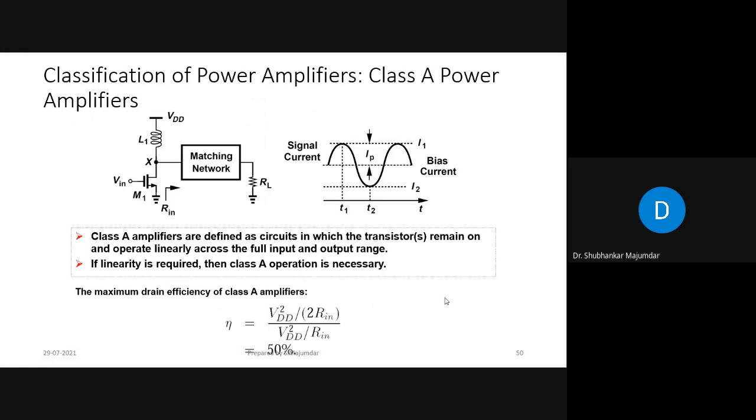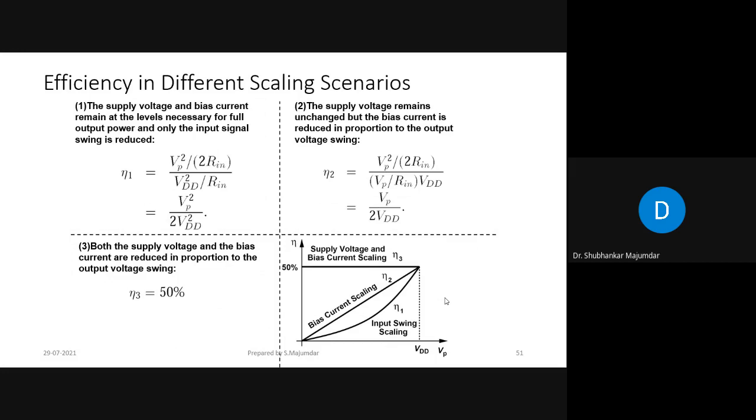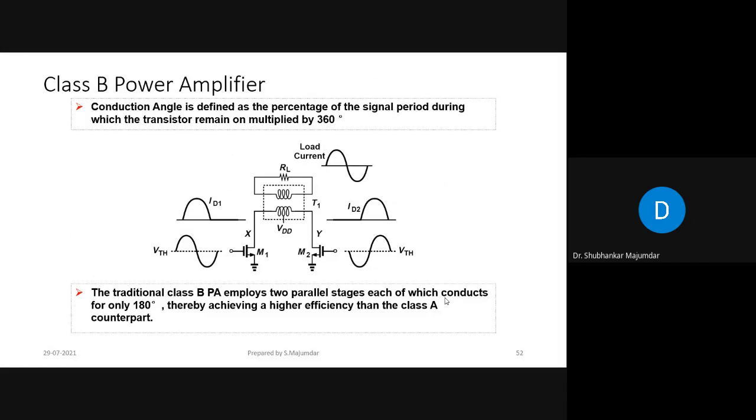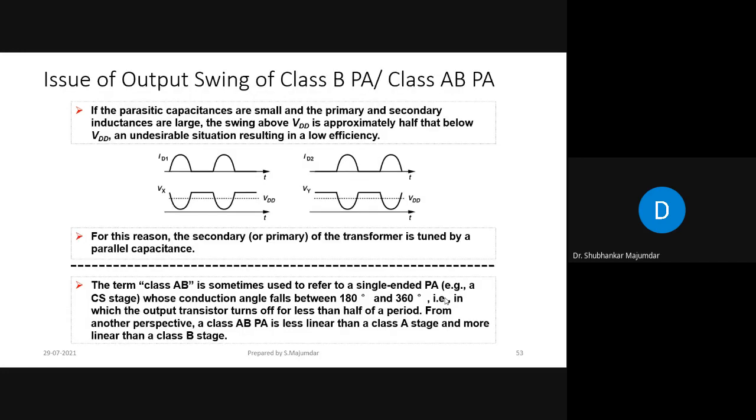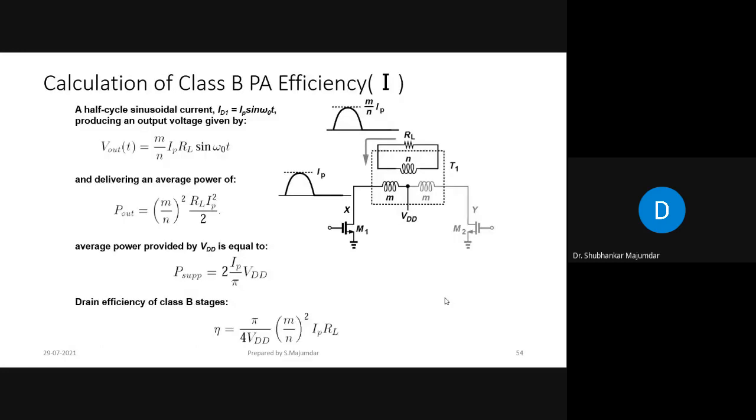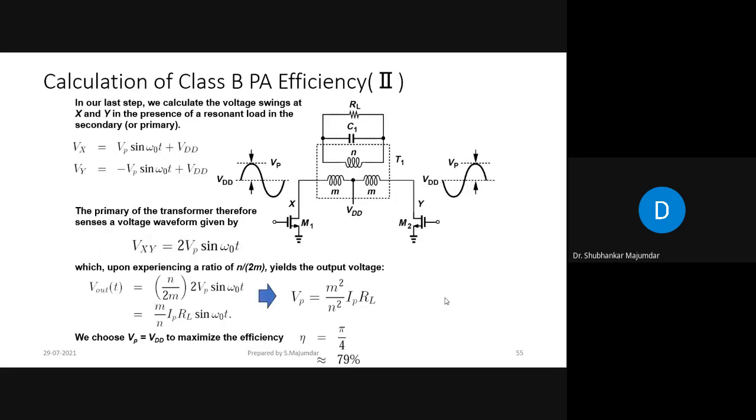Now, the classification of power amplifiers: continuous is the class A power amplifier. As you all know, the efficiency of a class A amplifier is 50%. Then the class AB amplifier is there, and the class B amplifier is there. The class B amplifier basically inverts the input to the output, so we are getting a conduction angle of 360 degrees, which we can utilize. Then we are getting a good efficiency compared to the class A amplifier, about 78.5 or 79%.